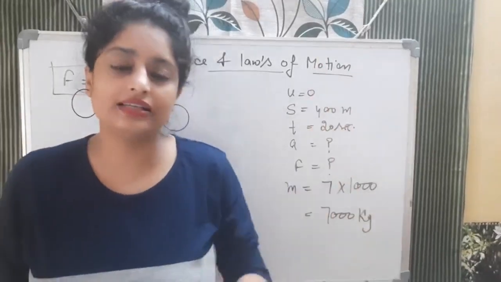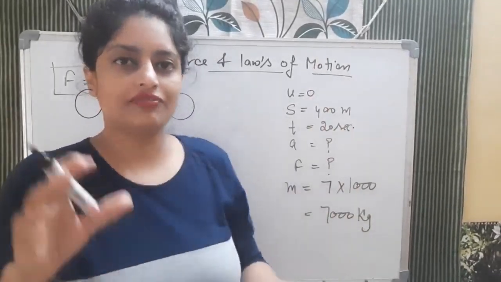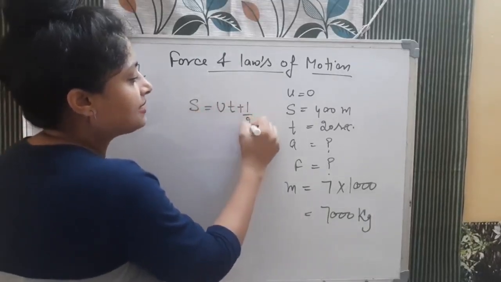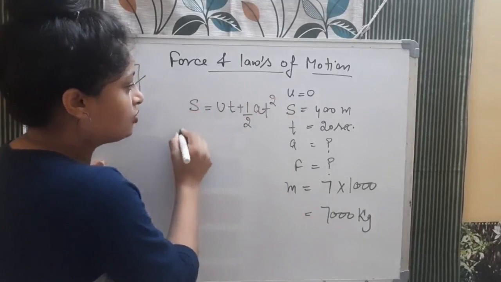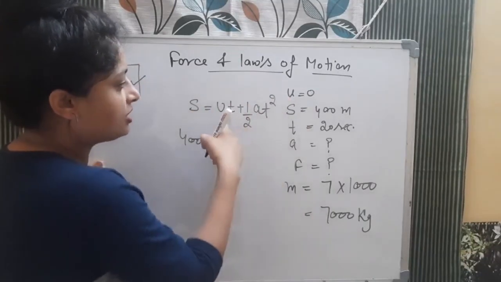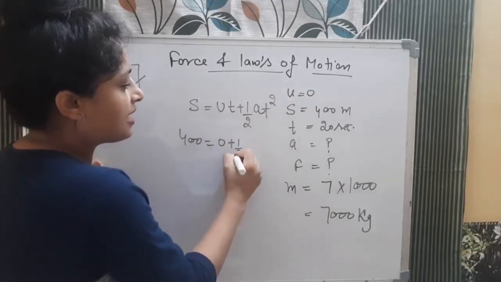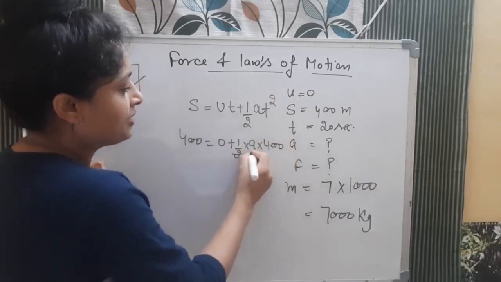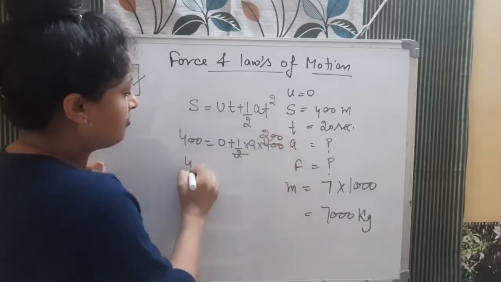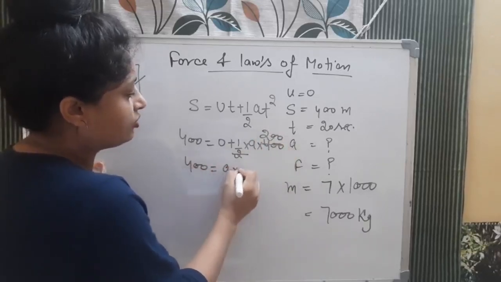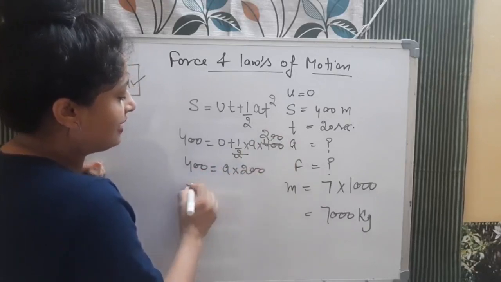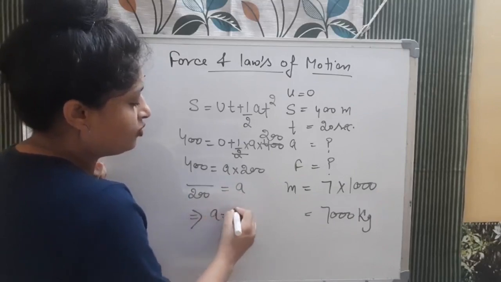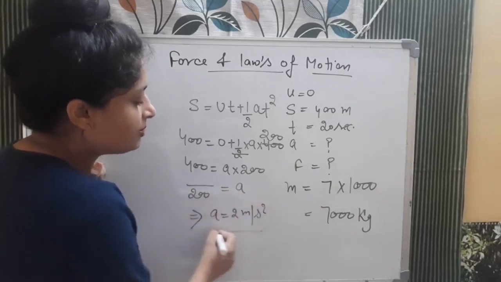you can see clearly that we don't know the v. So if we don't know v, we will use the second equation of motion, s equals ut plus half at square. Here, 400, initial velocity 0, so the ut part becomes 0, plus half into a into t square, which is 20 square, so 400. Okay, so this becomes 200. From here we can see 400 is equal to a into 200. To calculate a, we divide by 200 and a will be 2 meter per second square. This will be your acceleration.